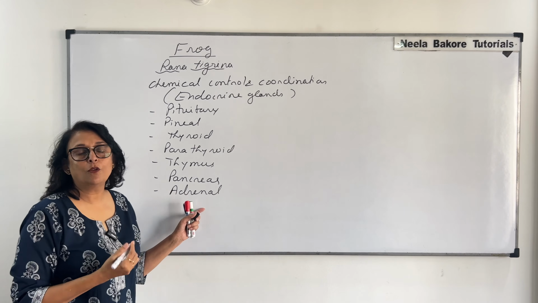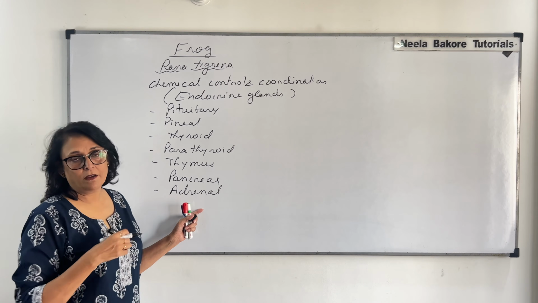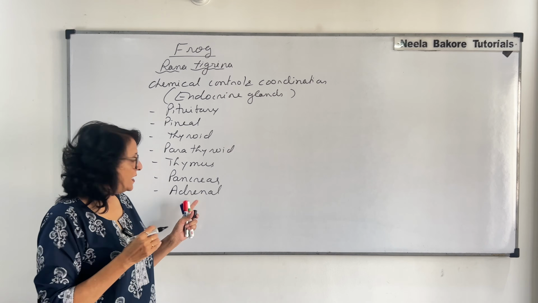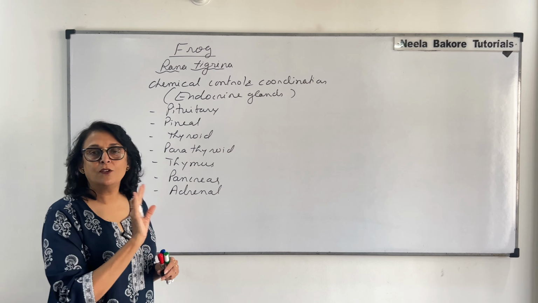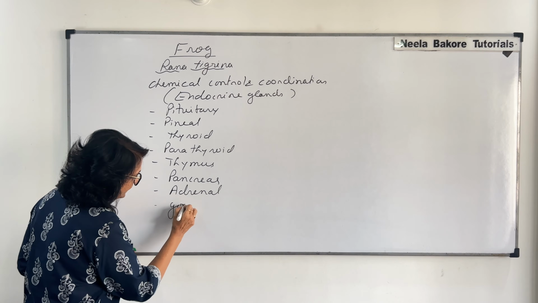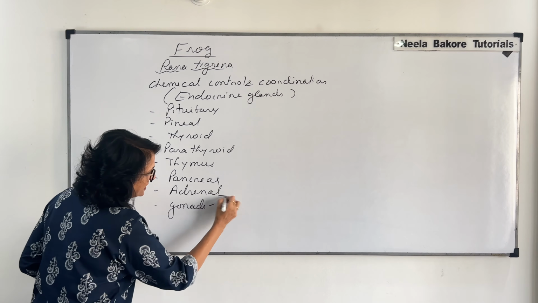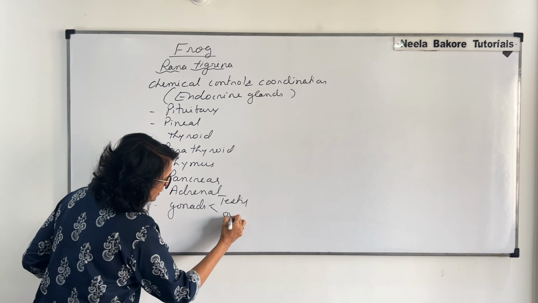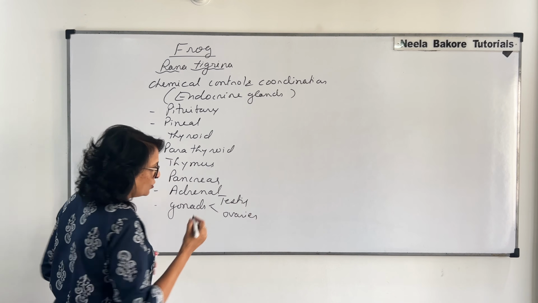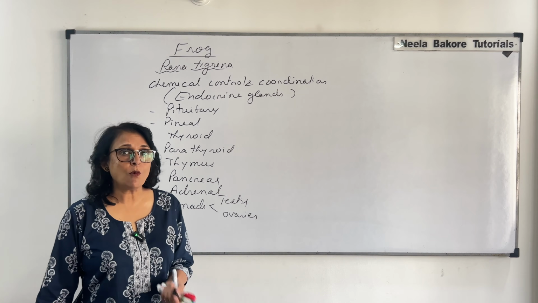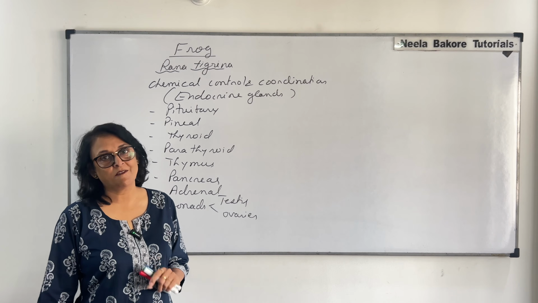and we have drawn the location of adrenal. In our case, the adrenal glands are placed above the kidney, but here they are on the lateral side or on the side of the kidneys. And then gonads, that is testis and or ovaries. So the glands are similar and they also produce pretty much the same hormones which we see in our case.